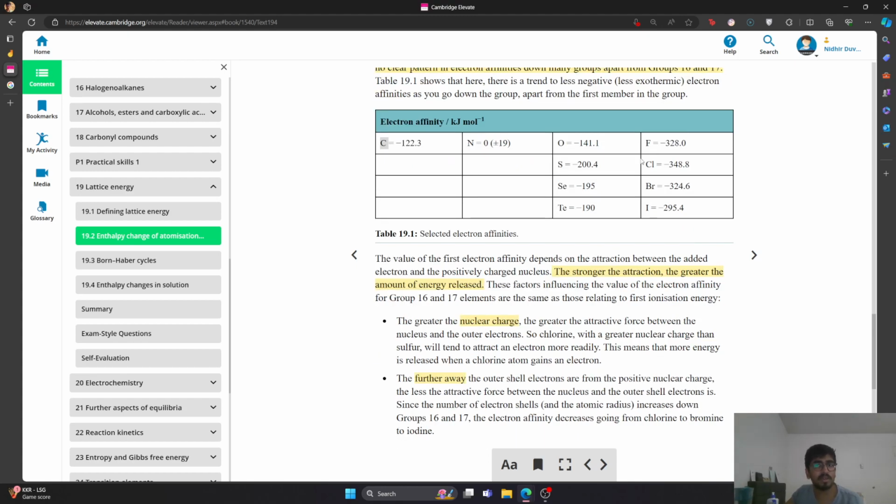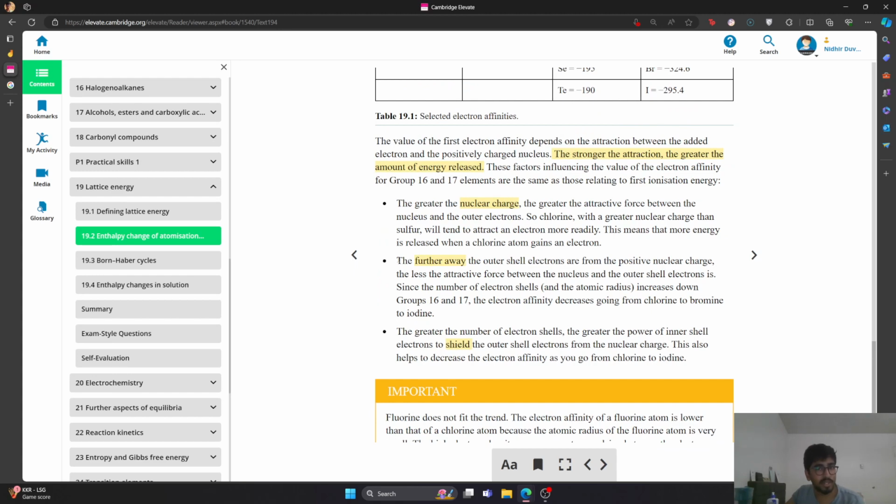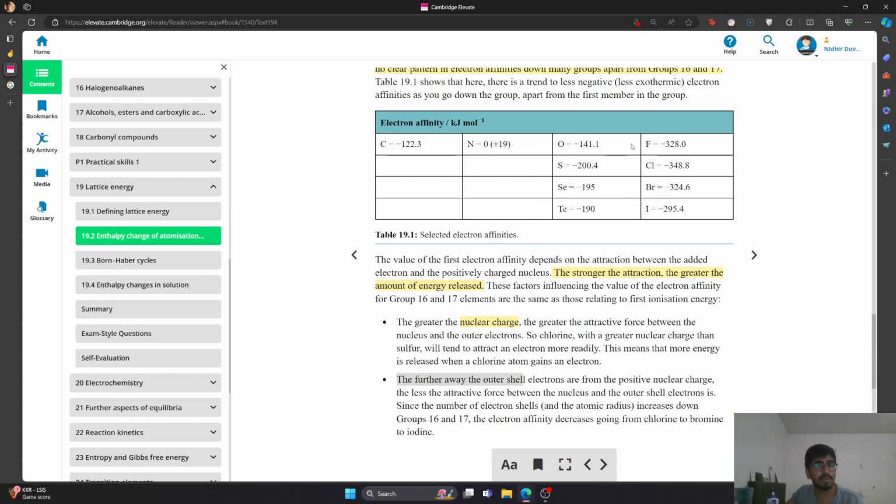This can be answered through the factors we discussed, right? Because if you see across the period, the size of the atom shrinks, right? Please remember the trends. So fluorine will be smaller than carbon. So the pull of the nucleus on the electron will be much higher in fluorine, which is why this is there, right?